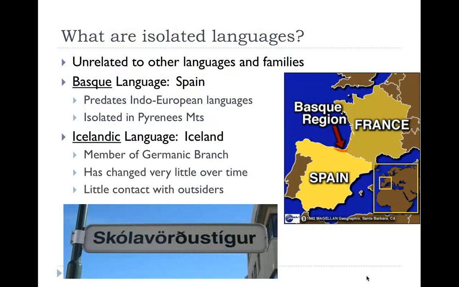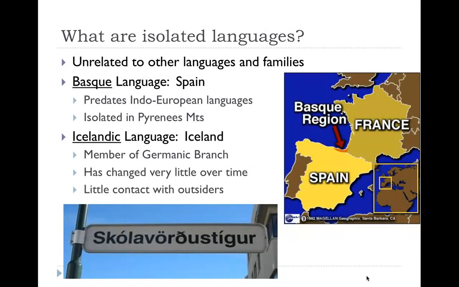We also have isolated languages. When we talk about isolated languages, we're looking at languages that are really unrelated to any other language out there. Basque and Icelandic are two really good examples of this. Basque, which we mentioned a little earlier, is in the northern portion of Spain, between Spain and France. This is a language that actually predates the Indo-European languages. So that entire tree that we look at with Indo-European languages, this language existed before those other languages in that tree. And it has become very isolated because it is in the Pyrenees Mountains between Spain and France, so that language has survived in that culture because of the isolation.